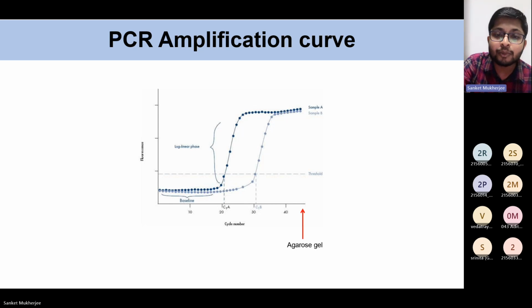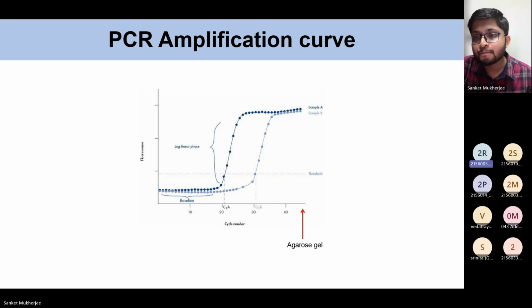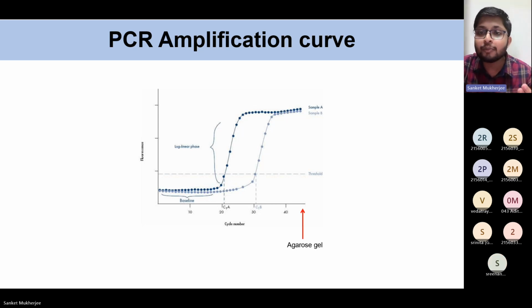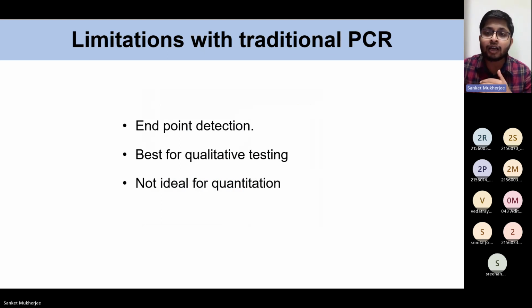If you take the example of sample A and B, in the end both of them have similar fluorescence, right? So agarose gel electrophoresis only gives you an endpoint detection. Is that clear? While RT-PCR will give you real time detection. RT-PCR is also known as qPCR.